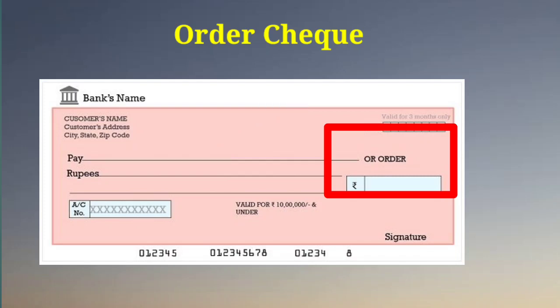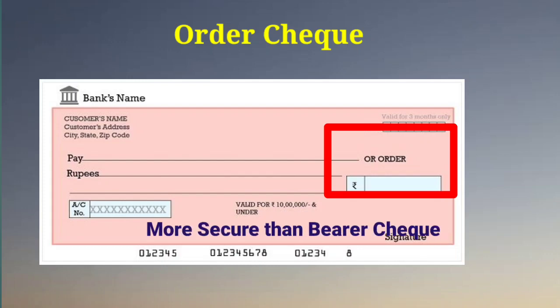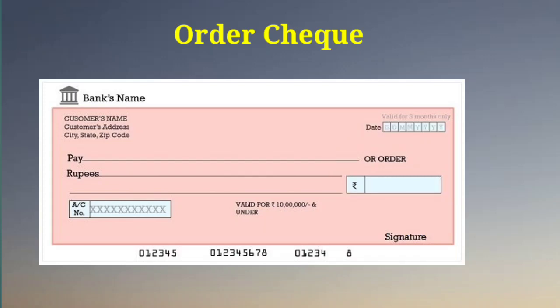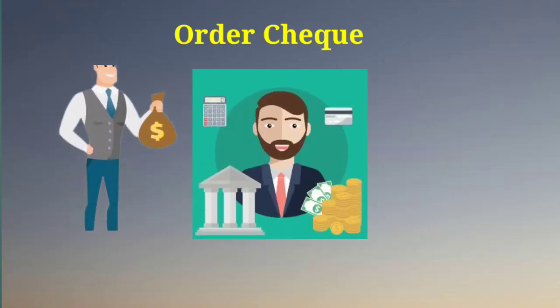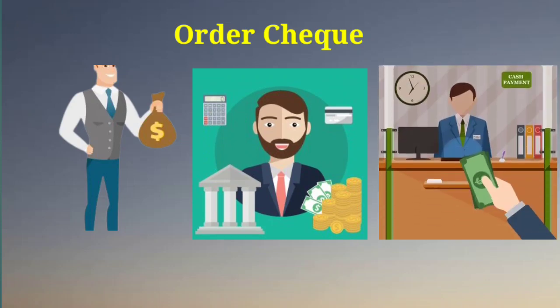The payee must endorse the check by signing it before it can be cashed or deposited. Order checks are more secure than bearer checks because they can only be cashed by the payee, and it is difficult for fraudsters to cash someone else's check. Order checks are commonly used for personal, business, and other financial transactions. They are considered a standard type of check in most countries.